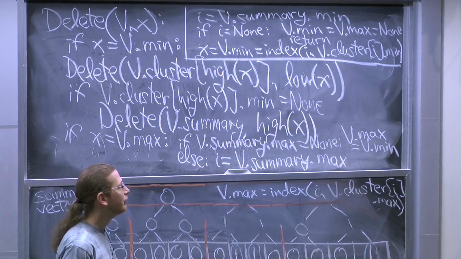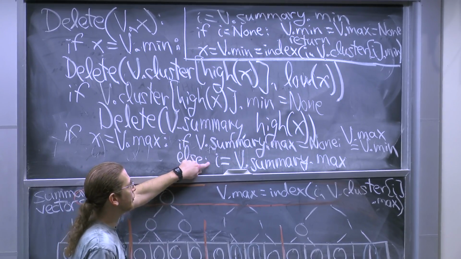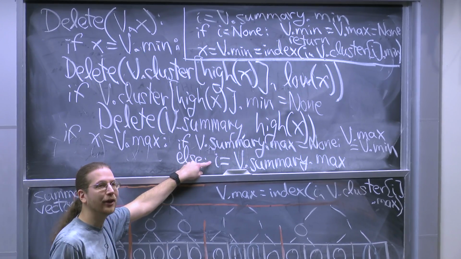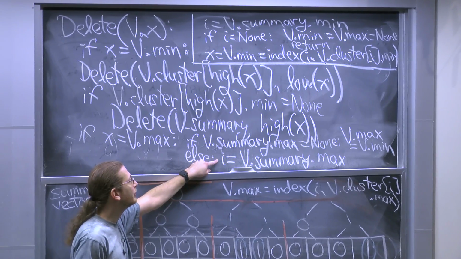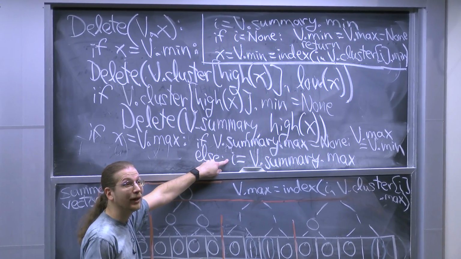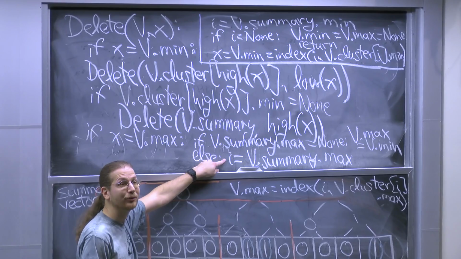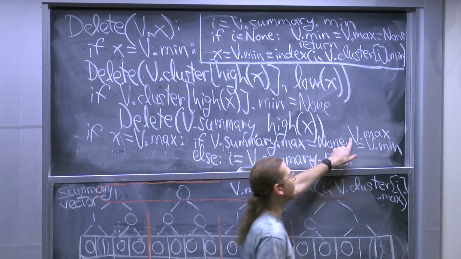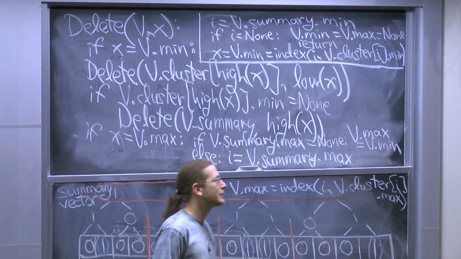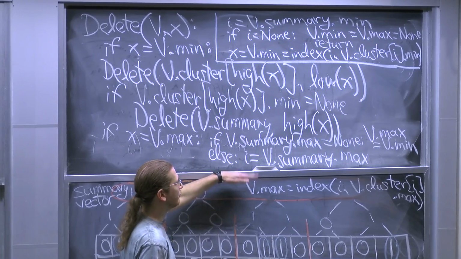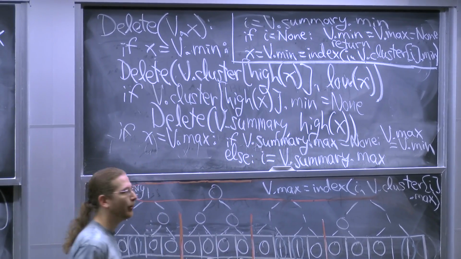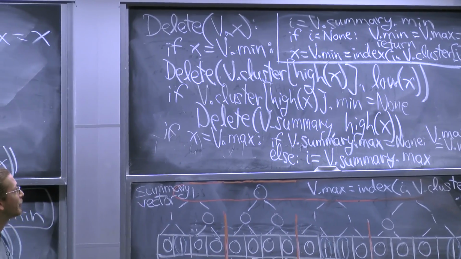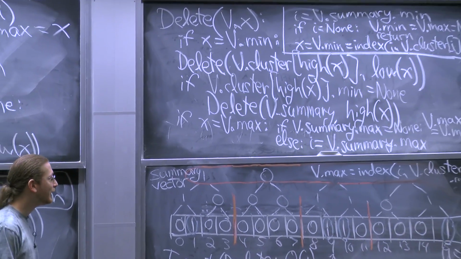But there's a special case, which is maybe this returns none. Maybe there actually is nothing in v.summary. That means we just deleted the last item, I guess. Or there's only one left. We deleted the next to last item. Now there's only one item left, namely v.min. So we set v.max equal v.min. So that's a special case. But most of the time, you're just doing a couple .maxes, and you're done. So that's how you maintain the maxes, even when you're deleting.